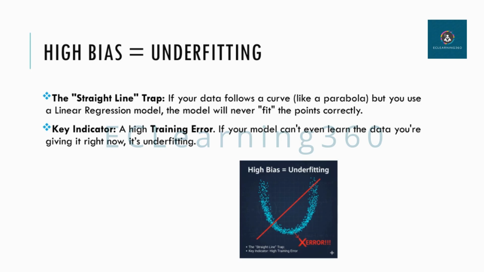One key indicator of this problem is a high training error. If your model can't even learn the data you're giving it right now, it's a sign that it's underfitting. And that's usually caused by high bias, meaning the model is too simple to capture the underlying complexity. So, in essence, when we see high bias, we're dealing with underfitting, which prevents our model from making accurate predictions.